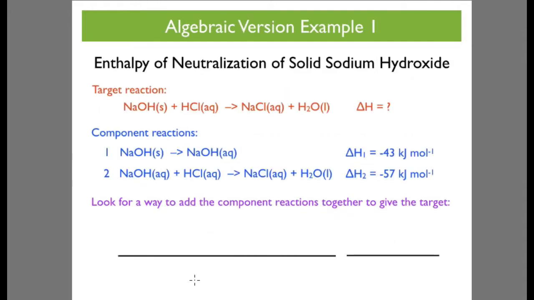Algebraic version, example 1. Enthalpy of neutralization of solid sodium hydroxide. The target reaction, the thing we're looking for, is sodium hydroxide solid plus hydrochloric acid aqueous, giving us sodium chloride aqueous and water. The component reactions are sodium hydroxide solid going to sodium hydroxide aqueous, so the enthalpy of solution.